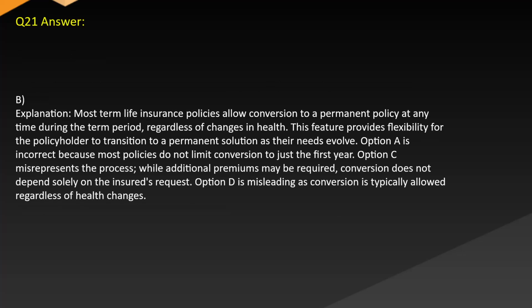Answer: B. Explanation. Most term life insurance policies allow conversion to a permanent policy at any time during the term period, regardless of changes in health. This feature provides flexibility for the policyholder to transition to a permanent solution as their needs evolve. Option A is incorrect because most policies do not limit conversion to just the first year. Option C misrepresents the process. While additional premiums may be required, conversion does not depend solely on the insured's request. Option D is misleading as conversion is typically allowed regardless of health changes.